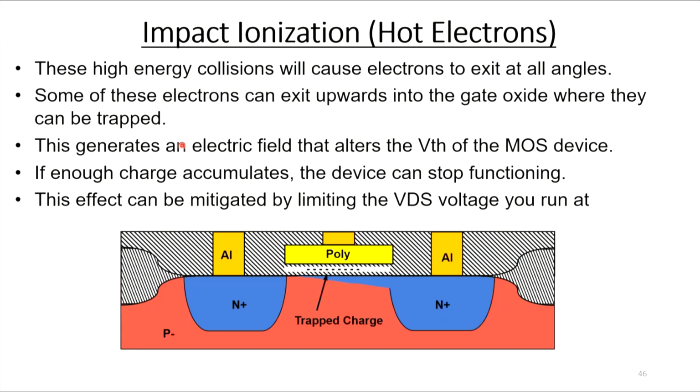So these high energy collisions can cause electrons to exit at all angles. And some of these electrons can exit upwards into the gate oxide, where they can be trapped. And this can generate an electric field that once again alters the threshold of the MOS device. And if enough charge gets accumulated in this area, the device can stop functioning. So this effect can be mitigated just by limiting the drain to source voltage you run at. If you run at a lower drain to source voltage, you may not have enough energy to accelerate these hot electrons up high enough and create these conditions. So if this is a problem, run at lower drain to source voltages.